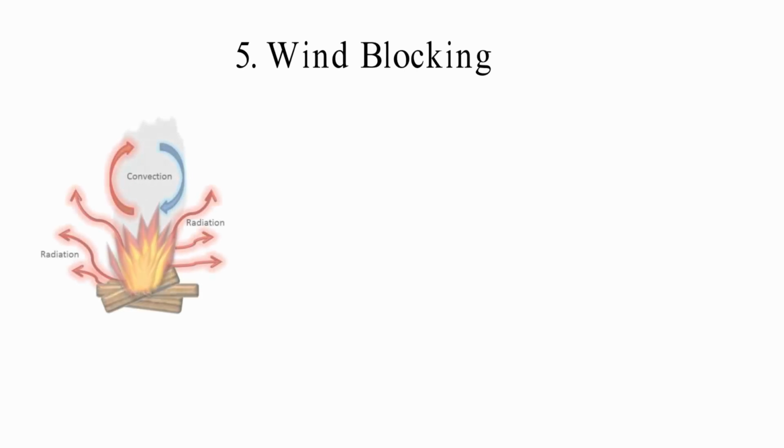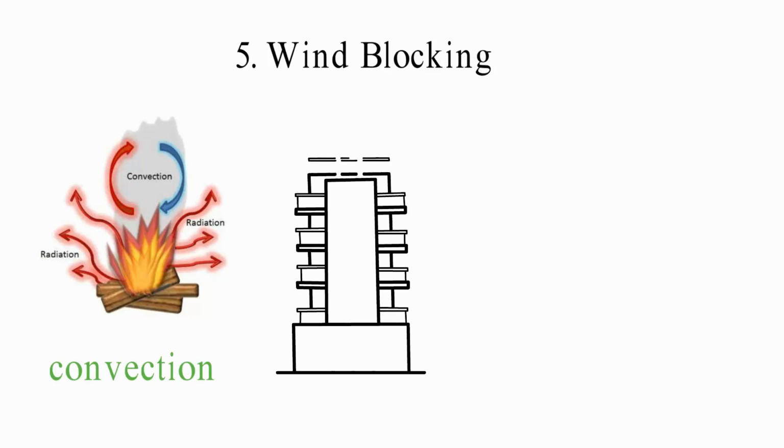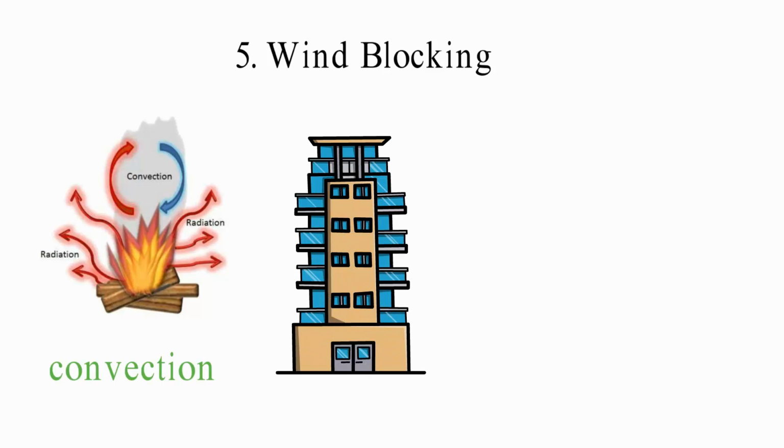5. Wind blocking. By moving warm air around, wind can lower the temperature of the environment. This is called convection. However, high-rise buildings in cities act as wind barriers. Wind speeds can also be slowed down by buildings and other structures. It will be easier for areas with warm air to keep the heat. In cities, heat can be kept inside buildings and on the streets.